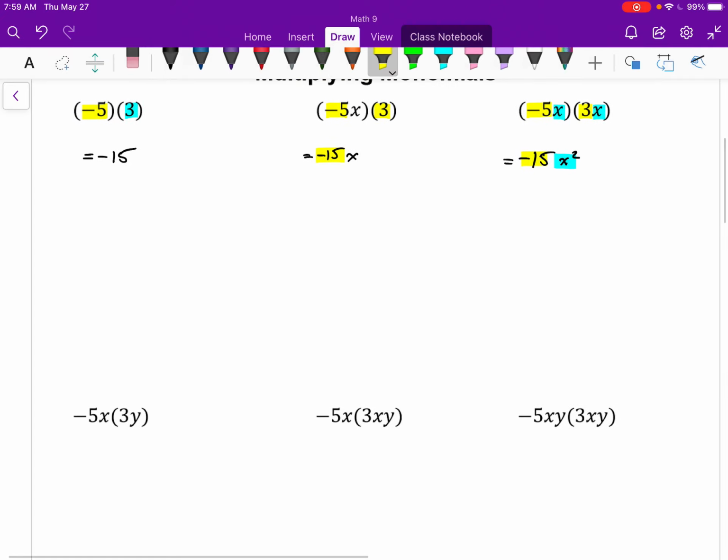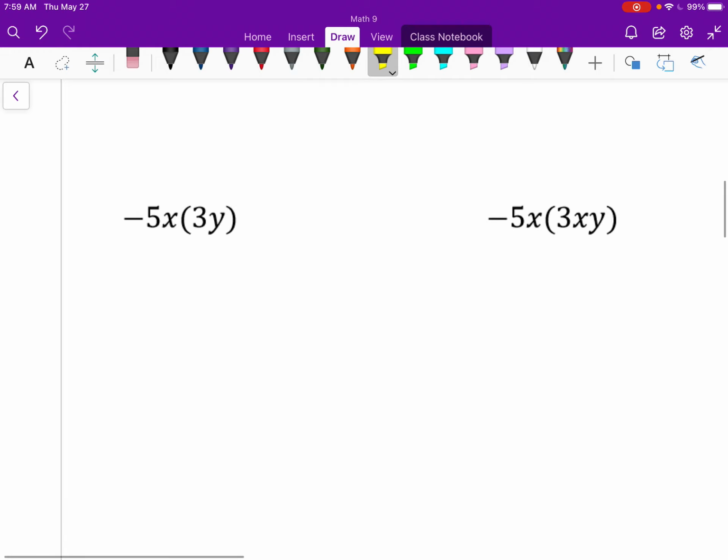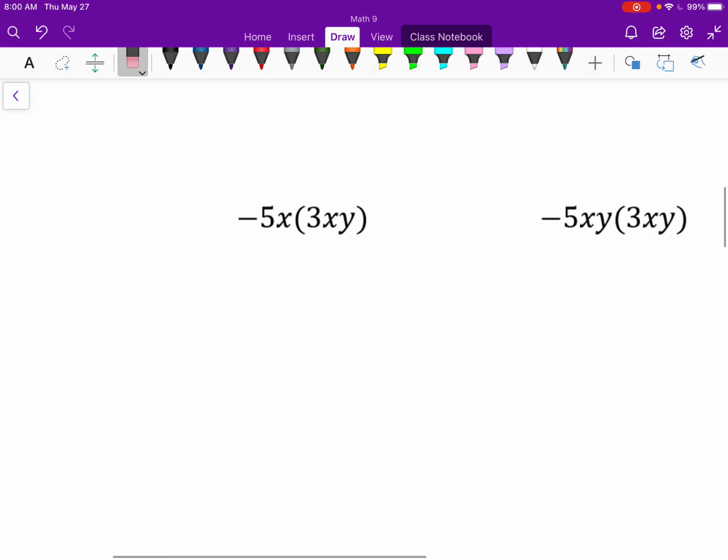OK, so continuing with this idea, making each example slightly more involved. I have negative 5x times 3y. So I have different variables. But first, I would do the coefficients. Negative 5 times 3 is negative 15. And then look at my variables. I have x times y. They're different numbers. Like I said, I don't know or I don't care what they are, but they're different. So what's x times y? Just xy. Remember, my answer here literally means negative 15 times x times y. And that's what we're seeing here. It's just simplified.